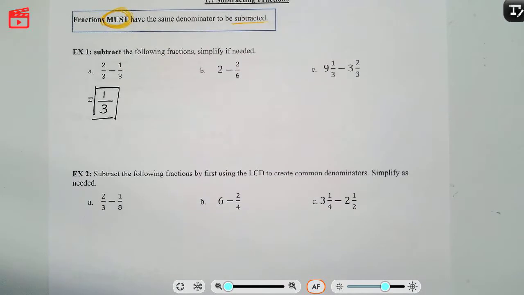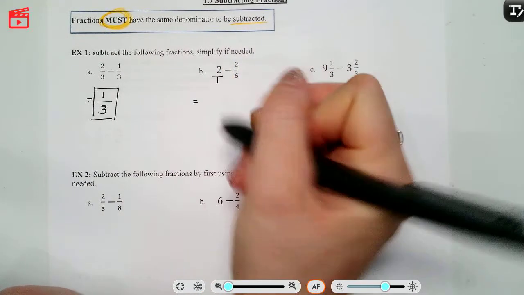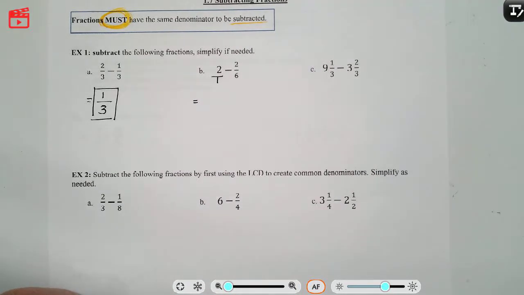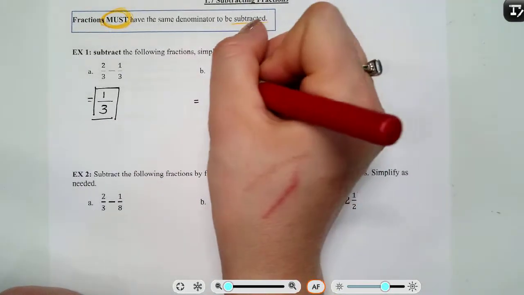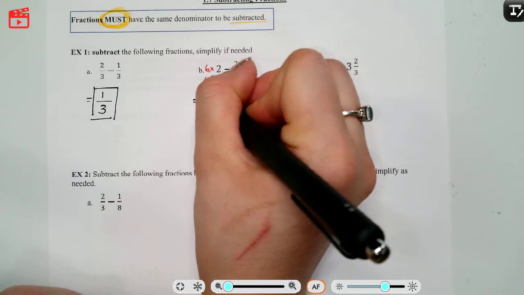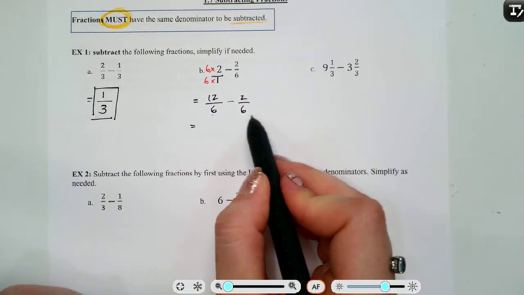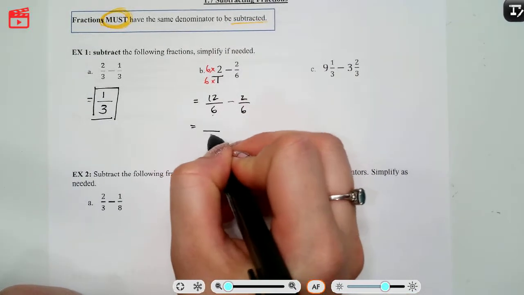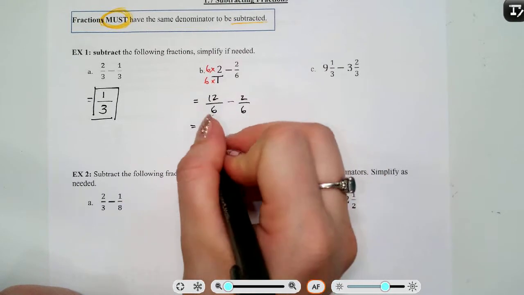All right, so, B, that doesn't actually have the same denominator, but we can do 2 over 1, remember? So, to make that have the same denominator, since it's a 1, we can just match it to the other denominator by multiplying by 6. So we get 12 over 6 minus 2 over 6. Aha, now they have the same denominators, so we can go ahead, keep the denominator, and subtract. 12 minus 2, 10.